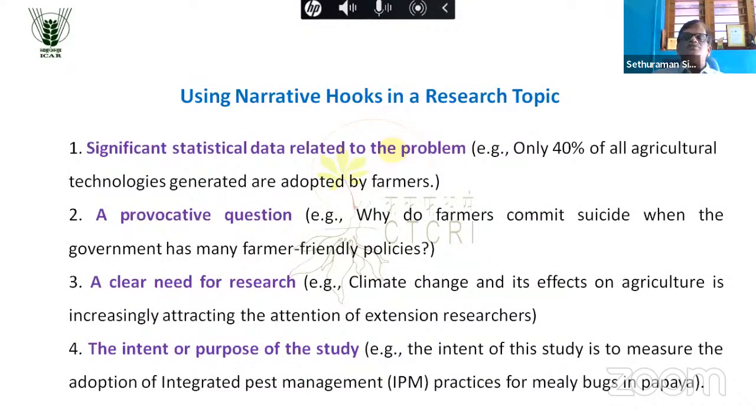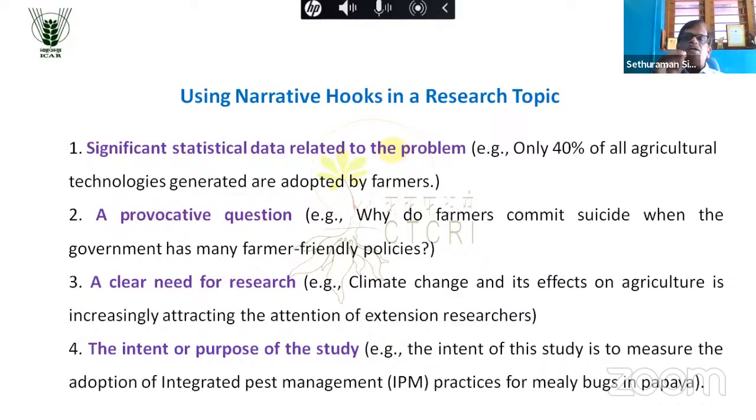Only 40% of the agricultural technology is generated or adopted by the farmers. So you are starting with the data. The first or second sentence in your research problem statement says that out of the technologies developed in Maharashtra, only 40% of the agricultural technologies were adopted by the farmers. You are ending with the reference. That means you are starting with some data, so that is called significant statistical data related to the problem.